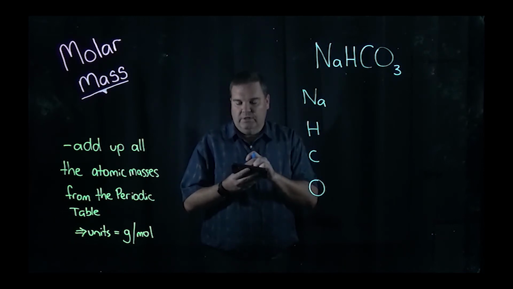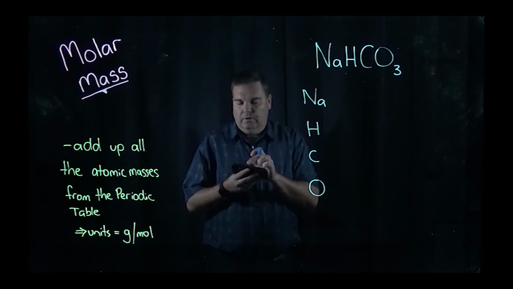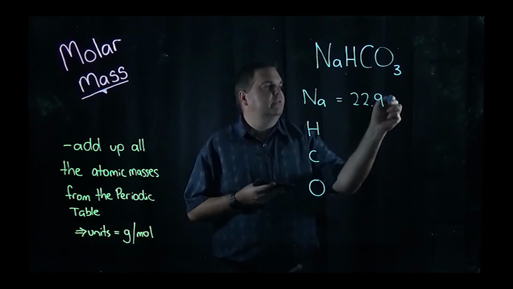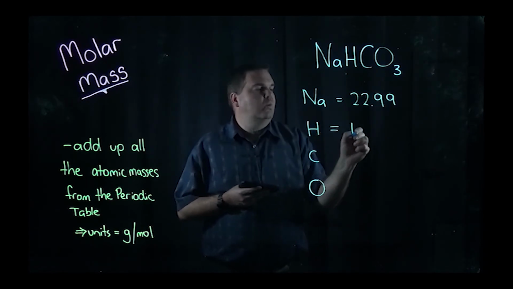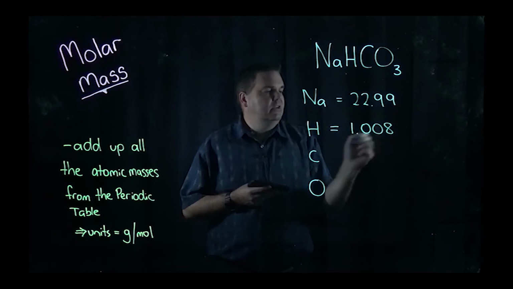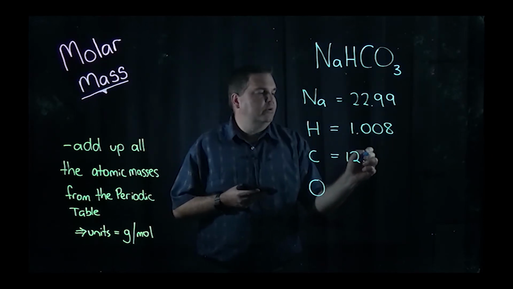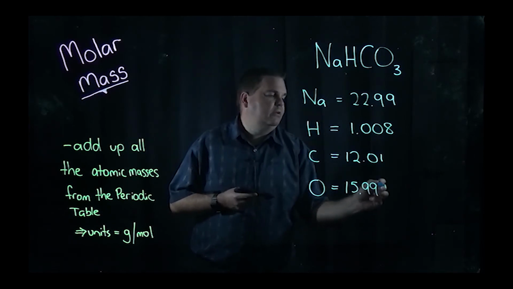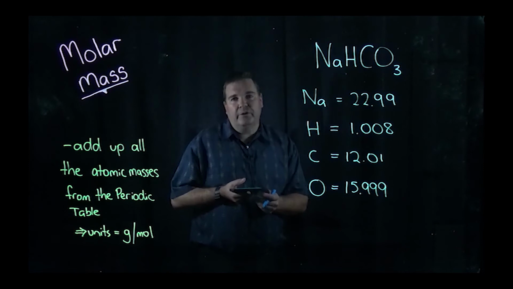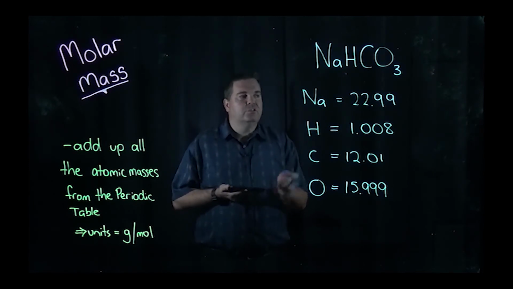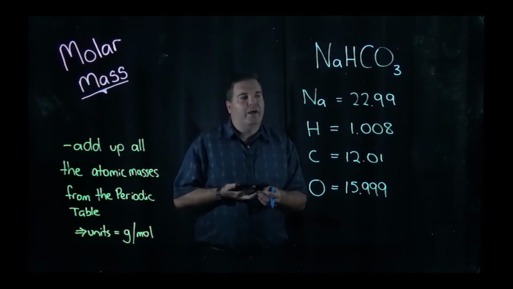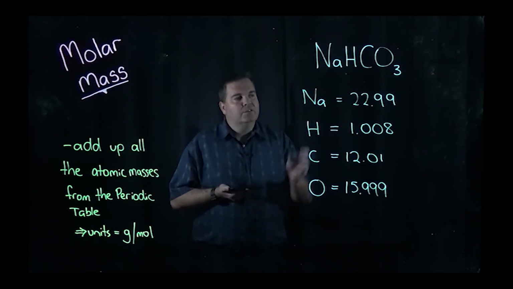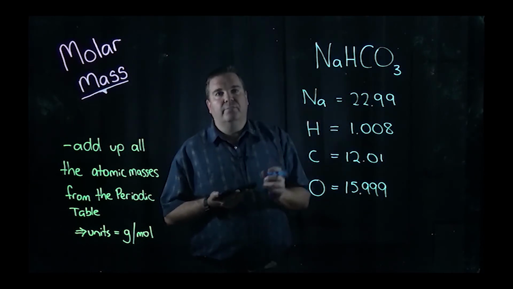So we need to find the values for each of these off the periodic table. For sodium, the value is 22.99. For hydrogen, the value is 1.008. For carbon, the value is 12.01. And for oxygen, it's 15.999. Now, depending upon the periodic table you're using and how many decimal places they go to, these numbers might differ a little bit. But if you're doing this in the exam, just make sure you use the periodic table values that they give you. Each of those is the atomic mass based off the periodic table.